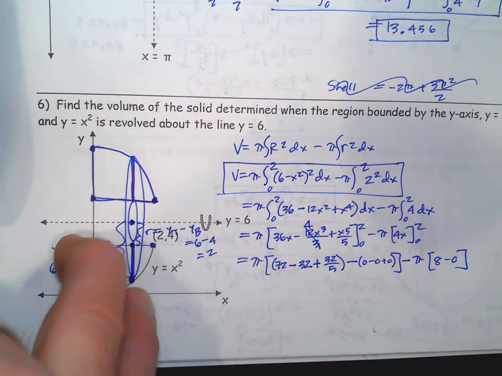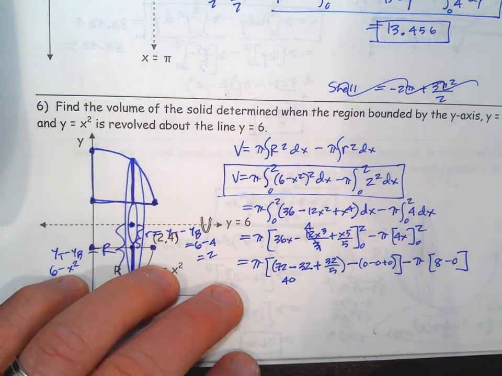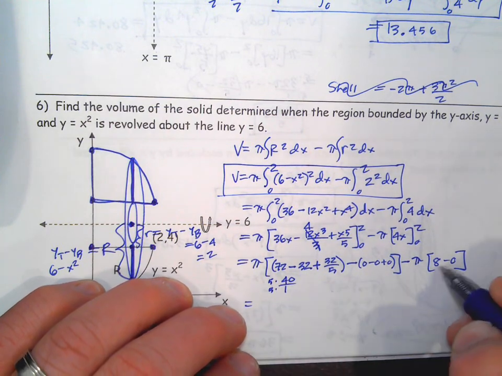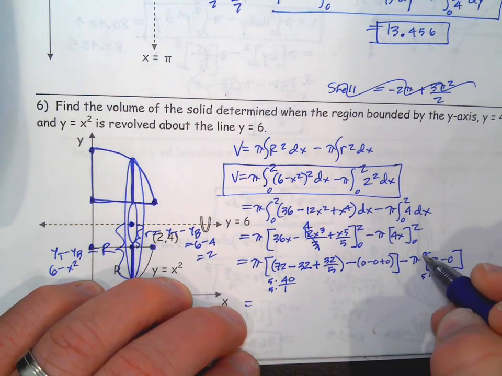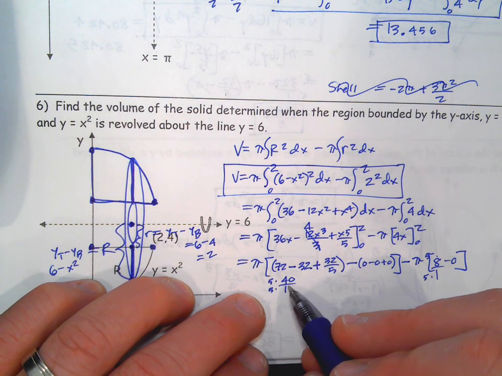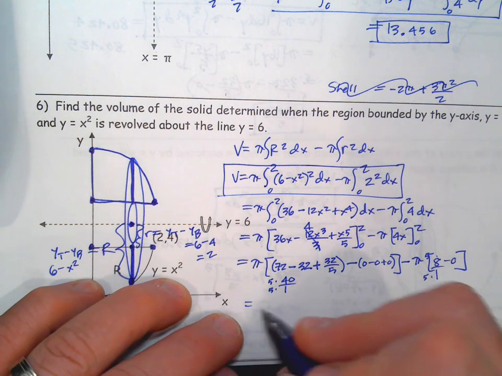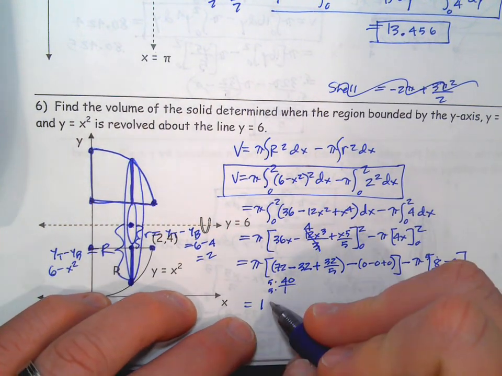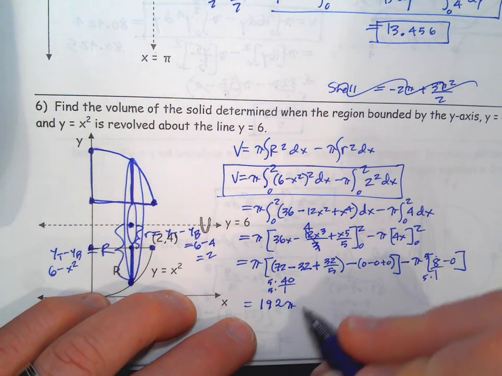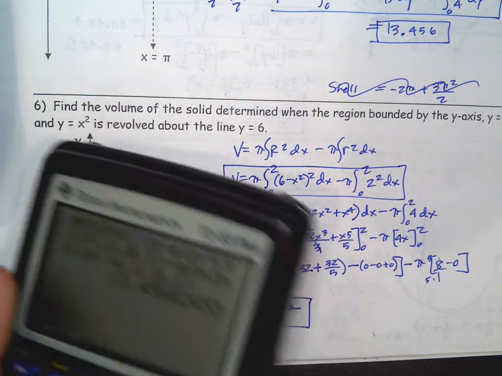So now we just got to simplify it. So this is going to be 40. I guess we could give these guys the least common denominator, 5. This guy would want the least common denominator also, 5. So we get 232 minus 40, which would be 192 pi over 5. Let's check it.